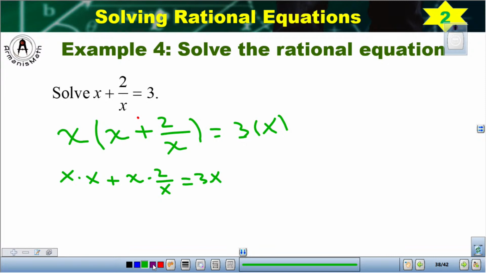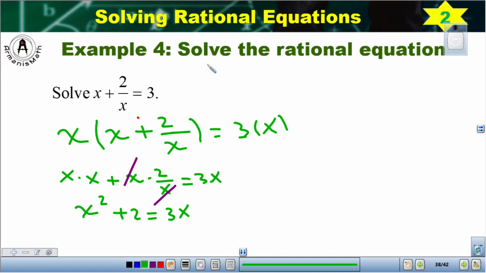And here comes the fun part. This x is going to cancel this x. This x here is going to go bye-bye with this x. And it's going to leave me with 2 equals 3x. To simplify, remember, you've got to solve.